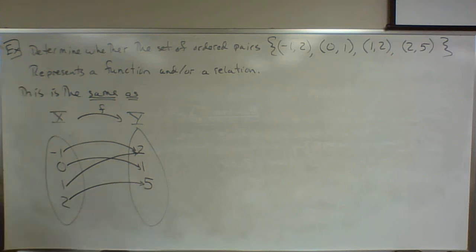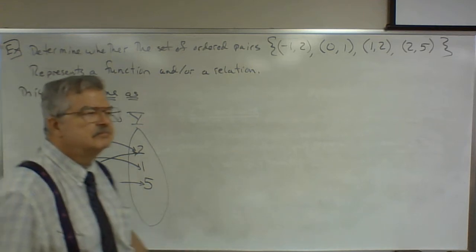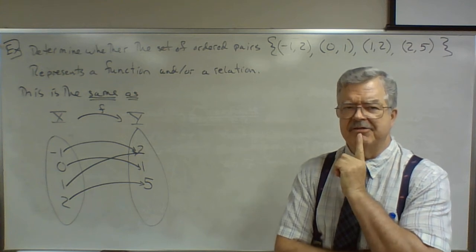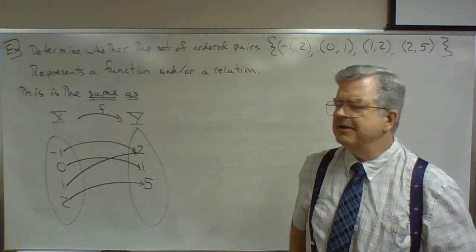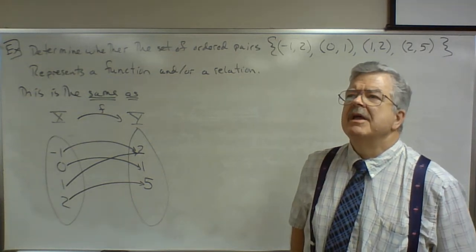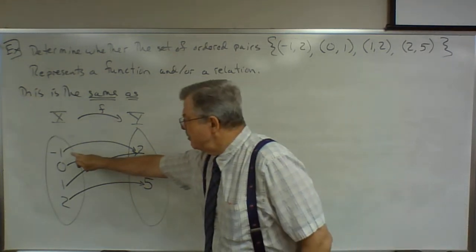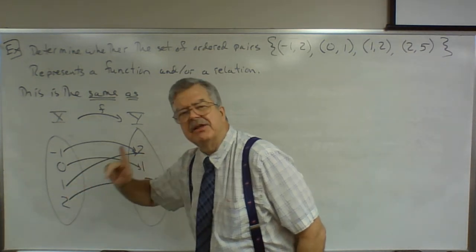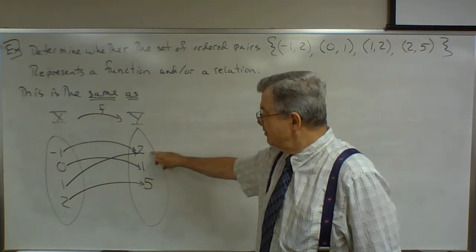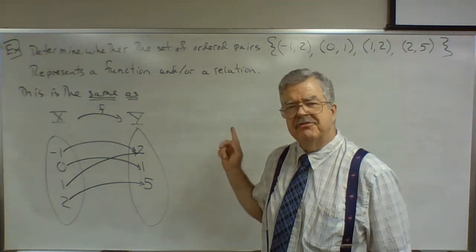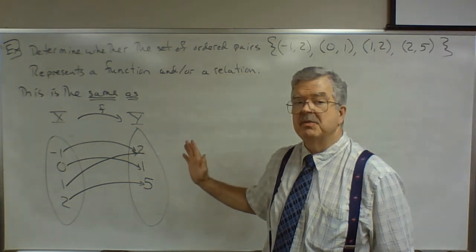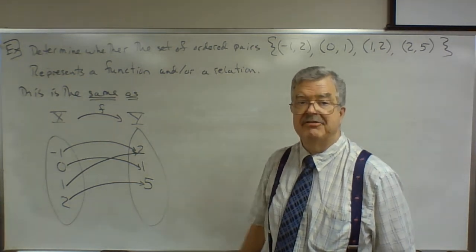Now let's see. Every function is a relation. Every function is a special kind of a relation in which every element in the domain is assigned exactly one element in the range. So let's test this to see if it's a function first. If it is a function, we'll know that it's automatically a relation also.